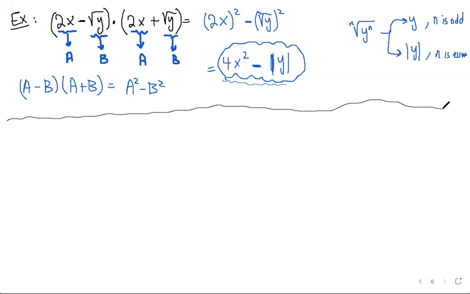So we finish everything about adding, subtracting, multiplying polynomials. Now let's go to something new. It's called factoring common factor.